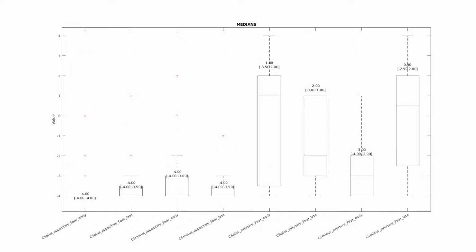Okay, the questionnaires are not analyzed, but we also asked the people how they felt about this, and here we asked them about fear. So how much do you fear the CS plus and CS minus? For the appetitive stimuli, it's pretty much the same. Nobody is afraid of money, but people have some fear of the electrical stimulation CSs.